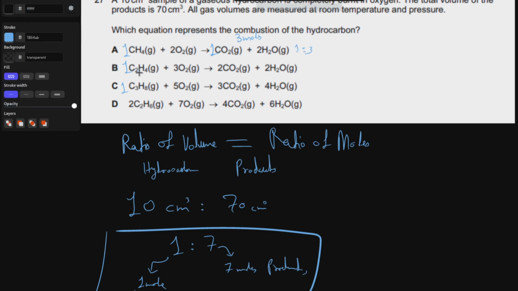For B, it is 1 mole of the hydrocarbon, and 2 plus 2, that means 4 moles of products is made. So this is for the second option. The third, or option number C, is saying that 1 mole of my hydrocarbon is making 3 moles of carbon dioxide and 4 moles of water. In total 3 plus 4 is 7 moles. So this is the answer, as it is satisfying our equation, and that is hence the correct answer.